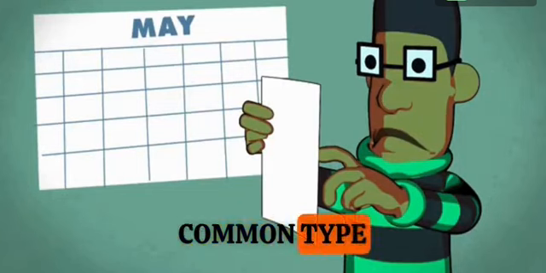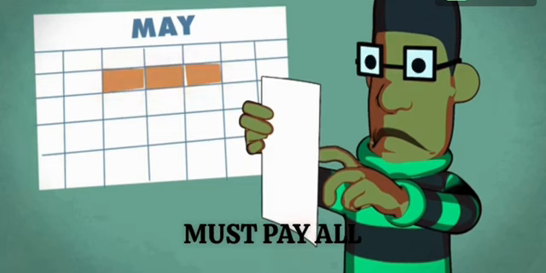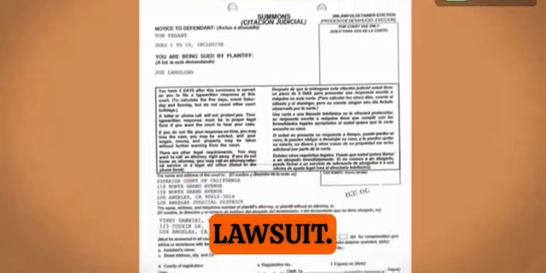The most common type is a 3-day notice to pay rent or quit. This tells you that you must pay all your rent stated in the notice within 3 days of receiving it. If you don't, the landlord can start an eviction lawsuit.